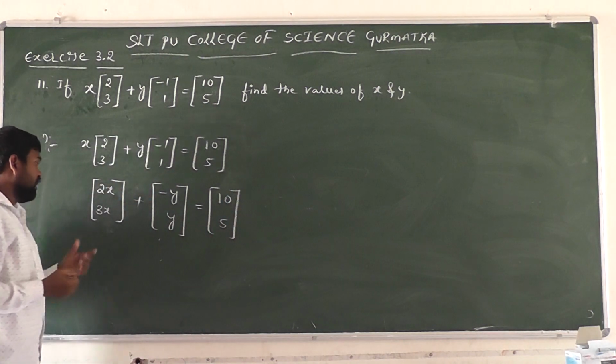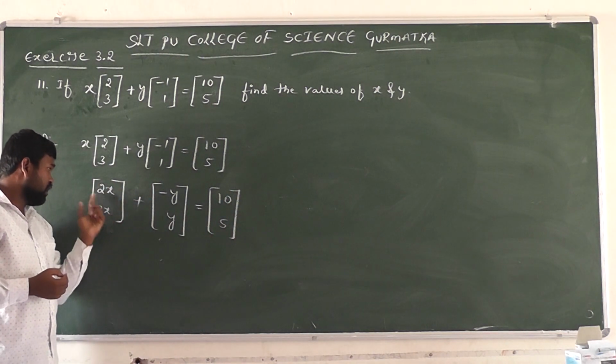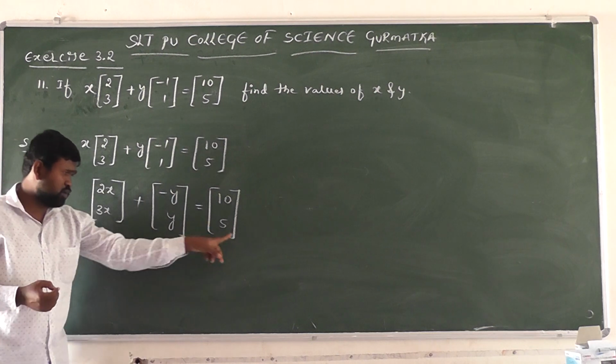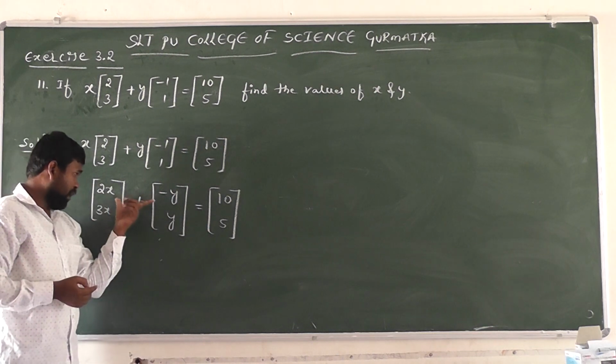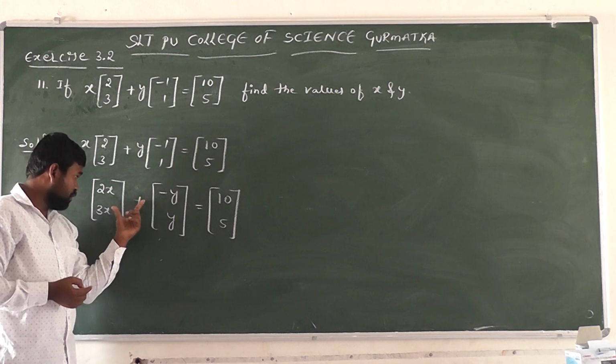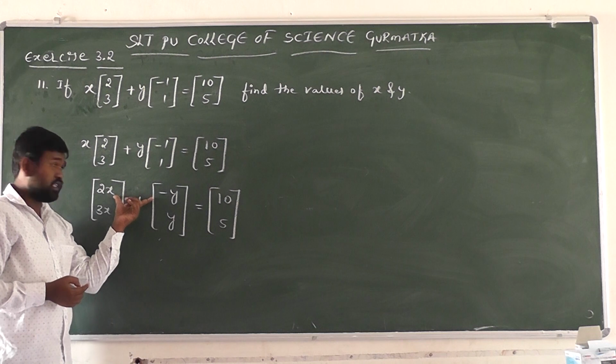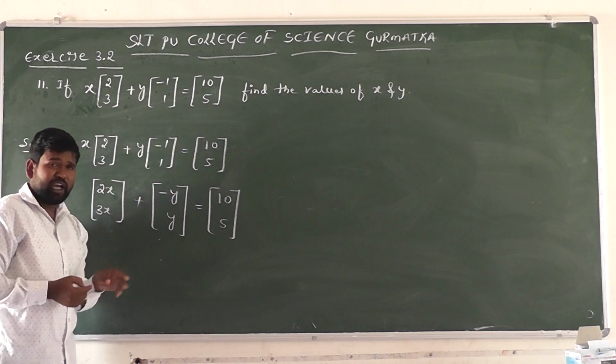Right? This is one matrix here. What is its order? 2 rows and 1 column, 2 cross 1. This one also has order 2 cross 1, and this one also 2 cross 1. The orders of the two matrices must be the same. What is the sign in between? Addition sign. We have to add the two matrices. How to add two matrices? We have to add the corresponding elements.